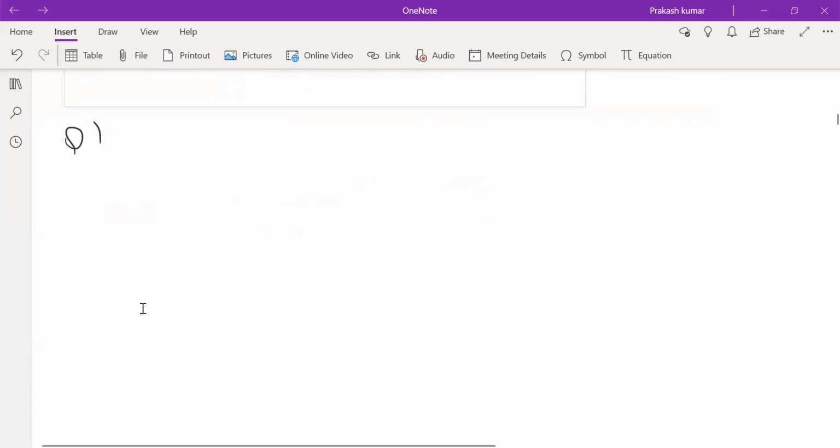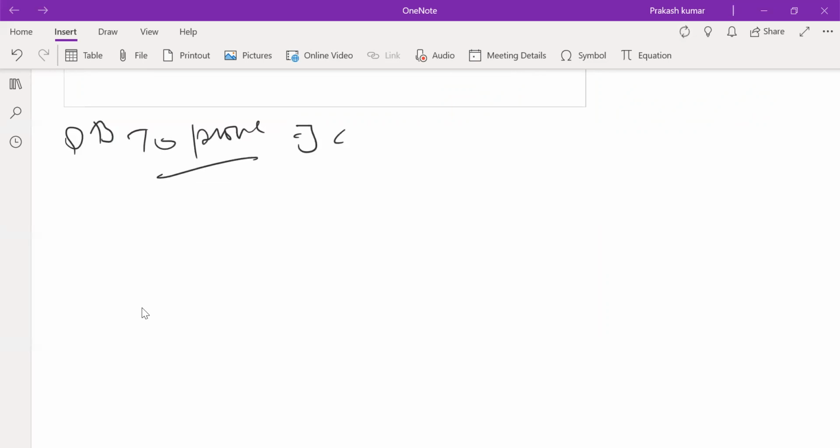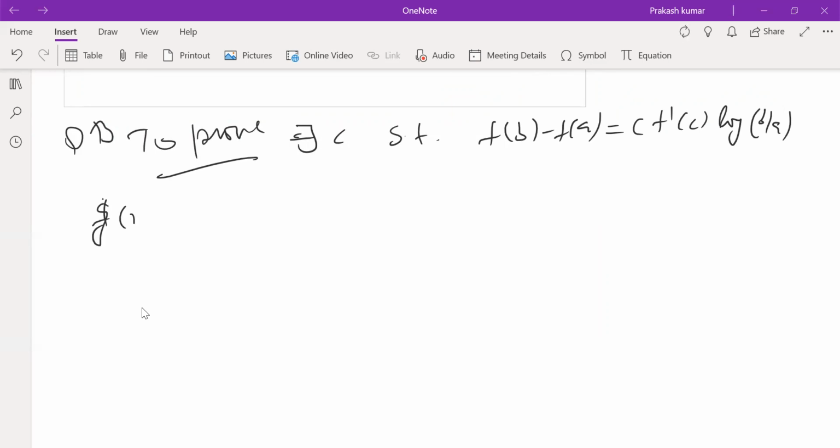So in question number 3, we have to prove that there exists a c such that f(b) - f(a) = c f'(c) log(b/a). Because f is given as continuous and differentiable, take g(x) = log x, because a and b are positive.